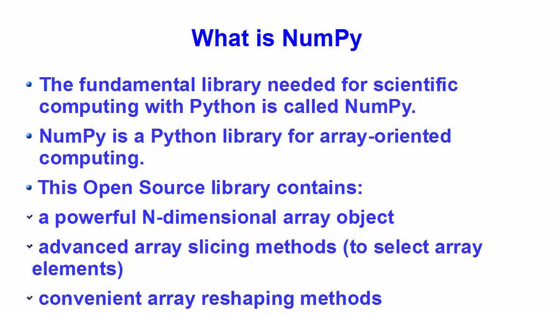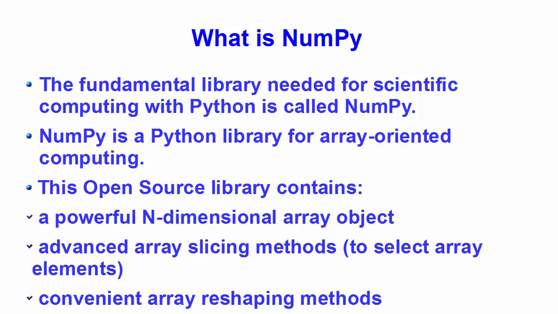So first of all, what is NumPy? NumPy is the fundamental package needed for scientific computing with Python. It is an open source library which contains a powerful n-dimensional array object, which we will see in later videos. It also contains basic linear algebra functions, basic Fourier transform functions, sophisticated random number capabilities, and tools for integrating with languages like C and C++ code.